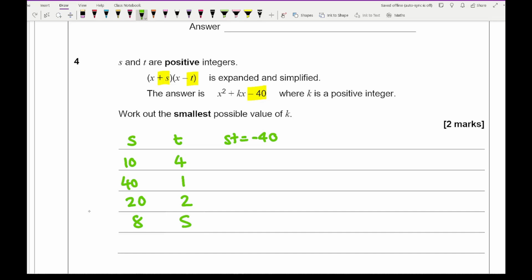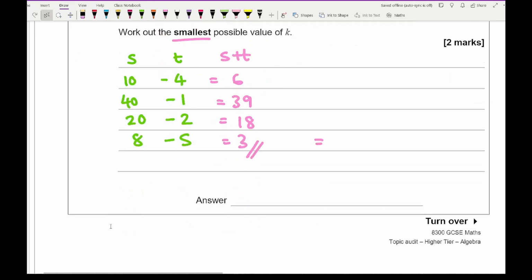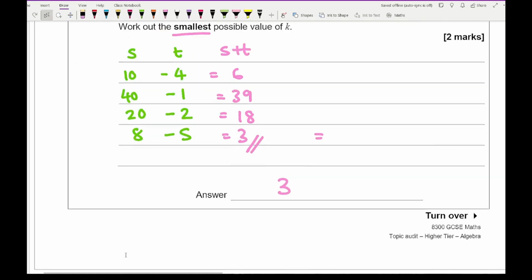Now, with this, because I know that k is positive, it means that the bigger number out of the two is going to be positive. So then that means the smaller number is going to be negative. So then if I add these two numbers together, I'm going to get 6, I'm going to get 39, I'm going to get 18, and I'm going to get 3. Now the question is asking which is the smallest possible value of k. Well, the smallest possible value is going to be 3. So all I need to do in the answer is just write 3.